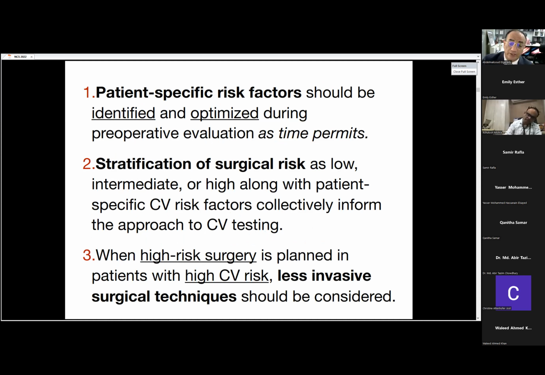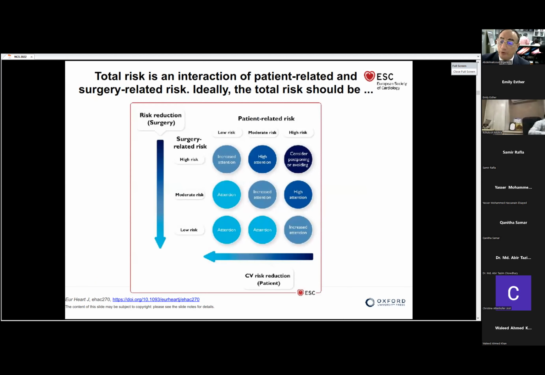Patient-specific risk factors should be identified and optimized during a preoperative evaluation as time permits. A stratification of surgical risk as low, intermediate, high, with patient-specific cardiovascular risk factors collectively inform the approach for cardiovascular testing. When high-risk surgery is planned in a patient with high cardiovascular risk, less invasive surgical technique should be considered. The most important point in this guideline: you have to estimate the total risk, not the surgical risk or patient risk. You have to estimate the total risk.